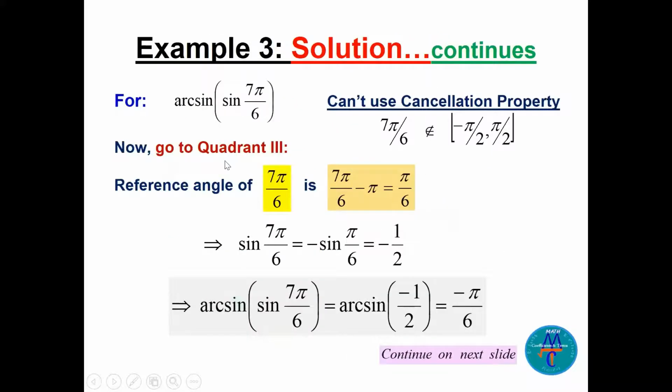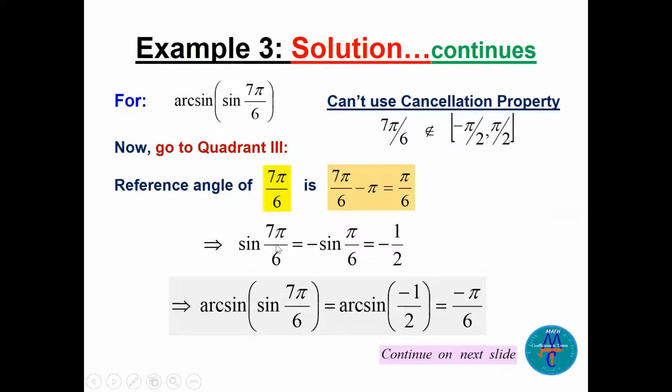So let's simplify the third one. Arc sine 7 pi over 6 cannot use the cancellation property. We cannot use it because 7 pi over 6 does not belong to this. This is outside this range. So we go to quadrant 3 and we see 7 pi over 6. Let's find the reference angle. See, in quadrant 3, the reference will be the angle minus the pi, which is pi over 6.